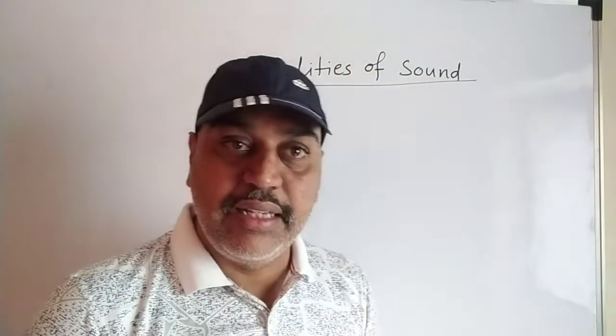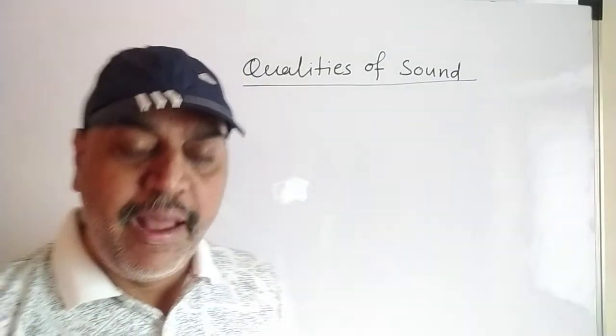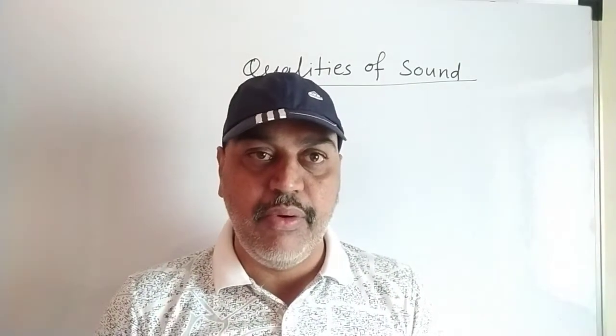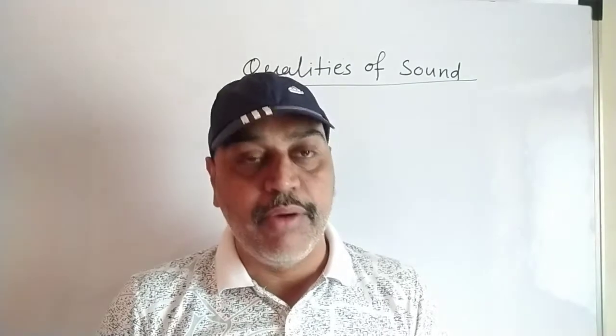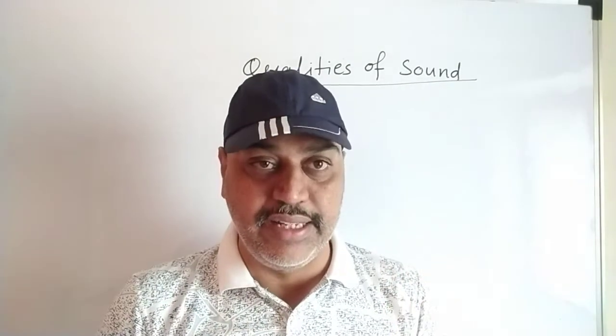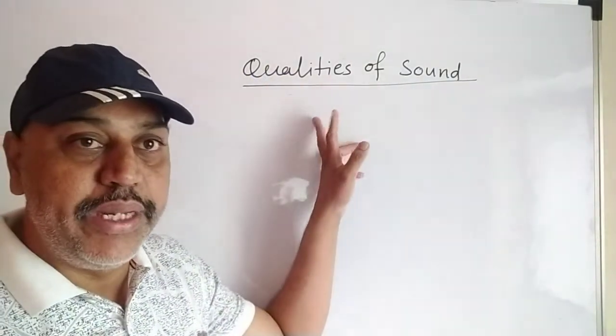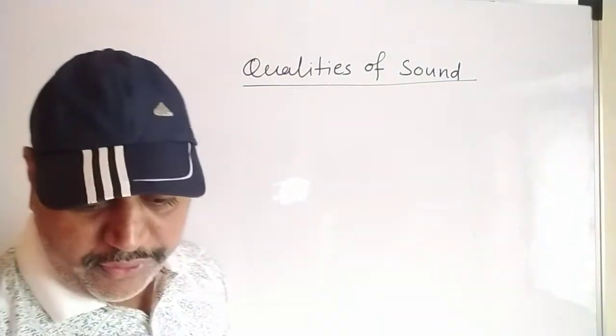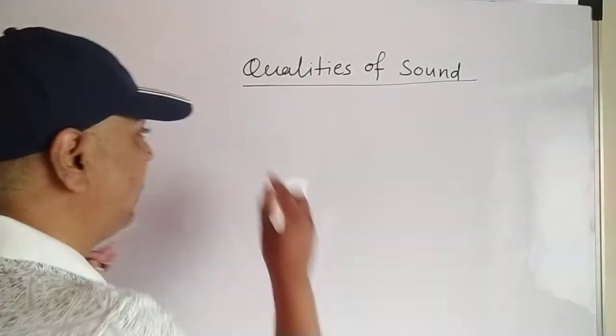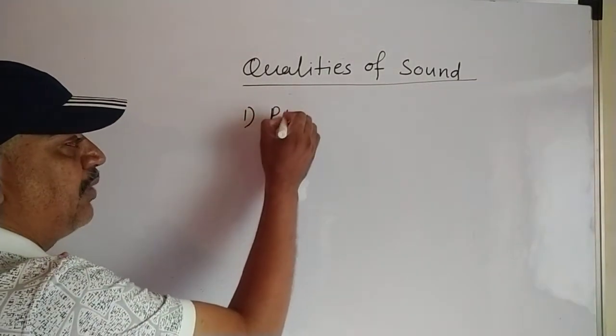So basically, under this topic, qualities of sound means: how can we distinguish the sound wave? We can distinguish the sound wave by using three different basic quantities, and these three basic quantities are said to be the qualities of sound. Now the first quality they have mentioned in your book is nothing but pitch. So let's start with this pitch.